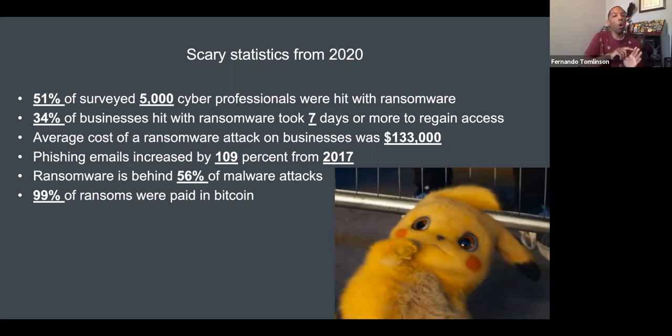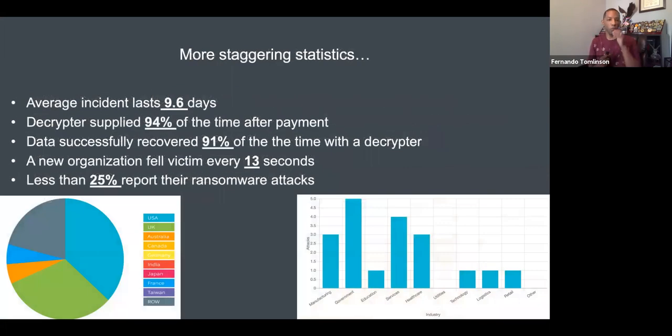Now, this is all based upon what we know, because not every organization is just running to publicly release that, one, they were hit with ransomware, two, what the ransom was, and really three, whether they paid it or not. All right, so here's some more stuff. The average incident took about 9.6 days. Now, in cases where people paid the ransom, the decryptor was supplied 94% of the time.